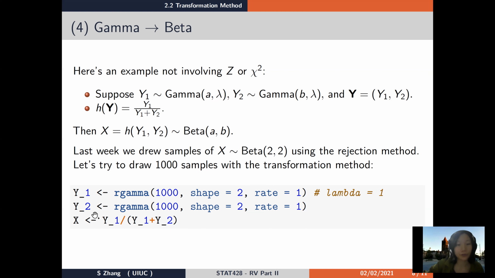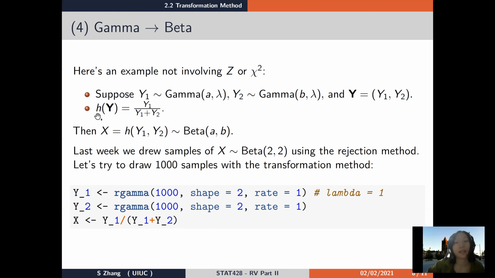Similarly, we draw y2, again rgamma. We draw them from the gamma distribution with shape of 2 and rate 1. So although both of them are having shape 2 here, note that for y1, the shape corresponds to the a parameter. And then for y2, this shape corresponds to the b parameter.